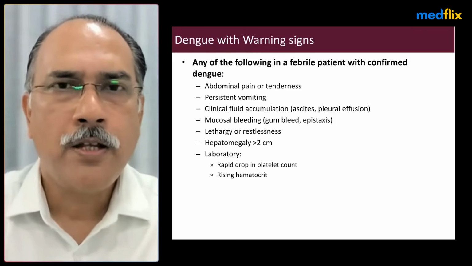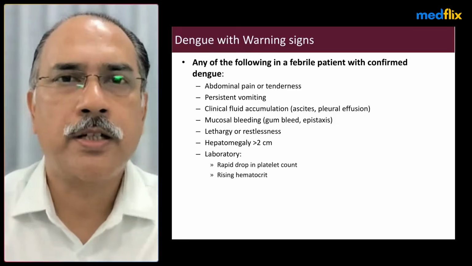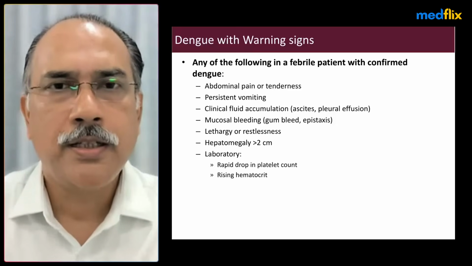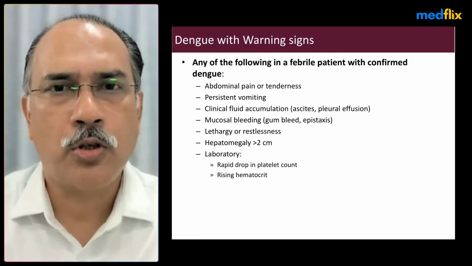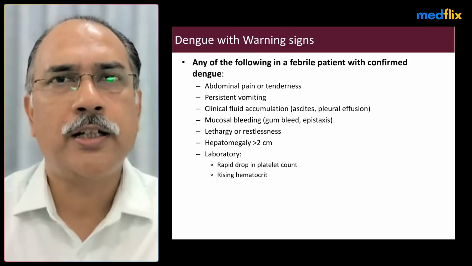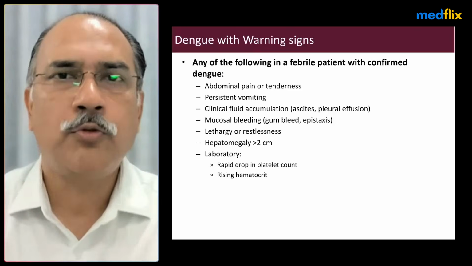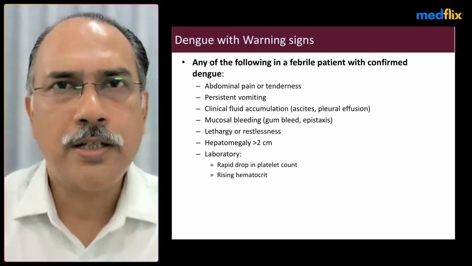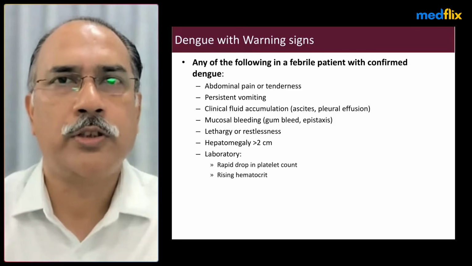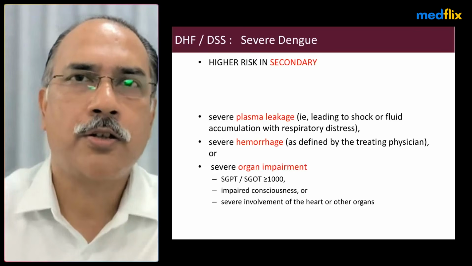So coming back to the warning signs: abdominal pain and tenderness, persistent vomiting, any mucosal bleeding, lethargy, a CRT which is prolonged, liver more than 2 centimeters, and any sign of clinical third spacing in the sense of ascites or pleural effusion, one would consider a warning sign. Obviously, a rapid drop in platelet count or rising hematocrit also would make you think that this child may have problems and would require urgent hospitalization.